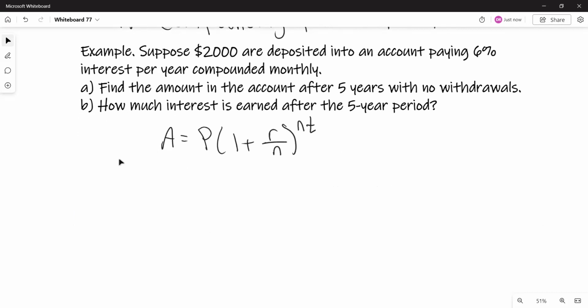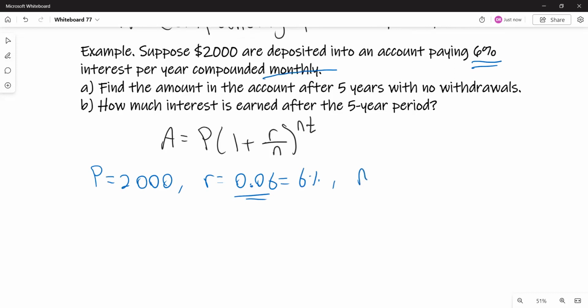So we know from the context that the principal is 2,000. The interest rate is 6%. So when we do the arithmetic, we need to convert that interest rate to decimal. And it is compounded monthly, so n is equal to 12. There are 12 months in a year. And we want to find the amount in the account after t years, so t is equal to 5.